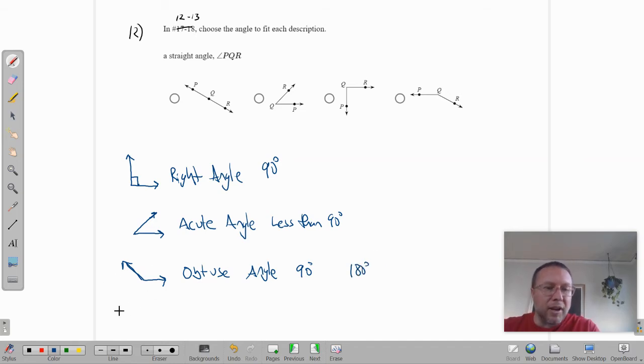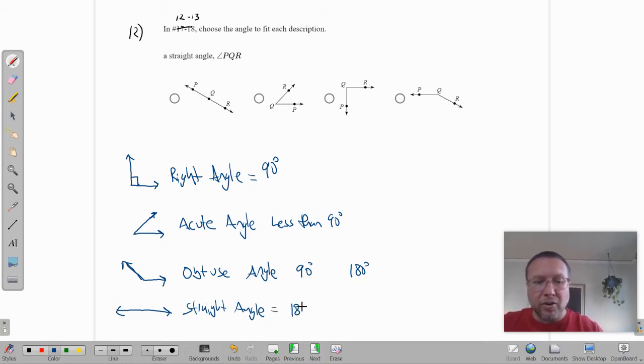And then if you have an angle that's just a straight line, well, if you think about a circle, a circle is 360 degrees all the way around. Half a circle is 180. So we call this a straight angle because it's a straight line, and that would be exactly 180 degrees.